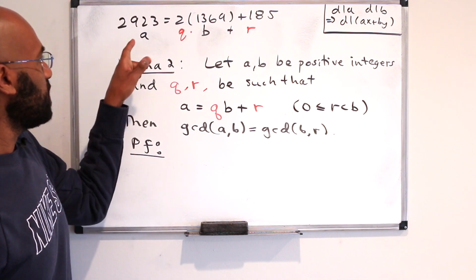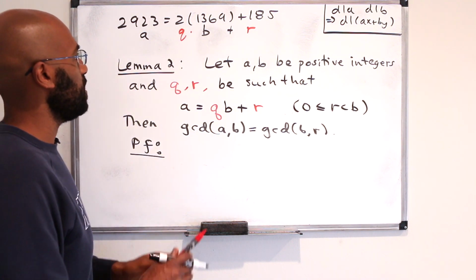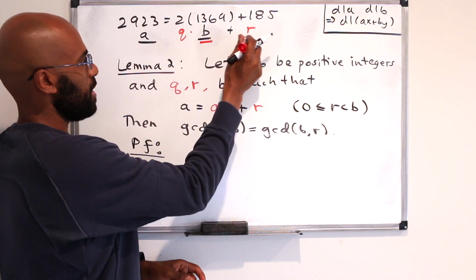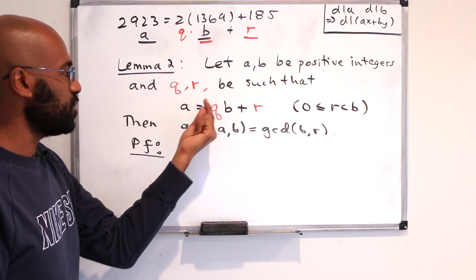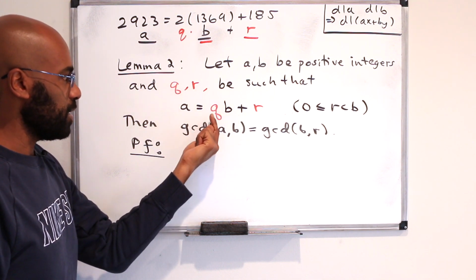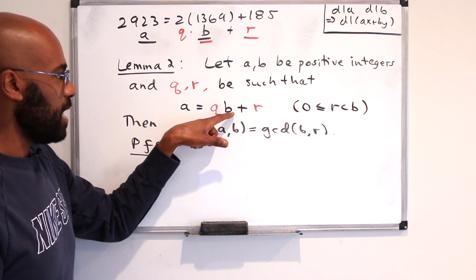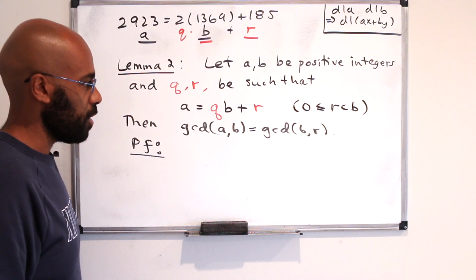So what we want to prove is that if we take a number, divide by another number, get a quotient and a remainder, then the GCD of the two original numbers, A and B, is the same as the GCD of the two remaining numbers, B and R. So let A and B be positive integers and Q and R be such that when we take A, we divide by B, we get the quotient and a remainder. The remainder then has to be between 0 and B minus 1. Then the GCD of A and B is the same as the GCD of B and R.